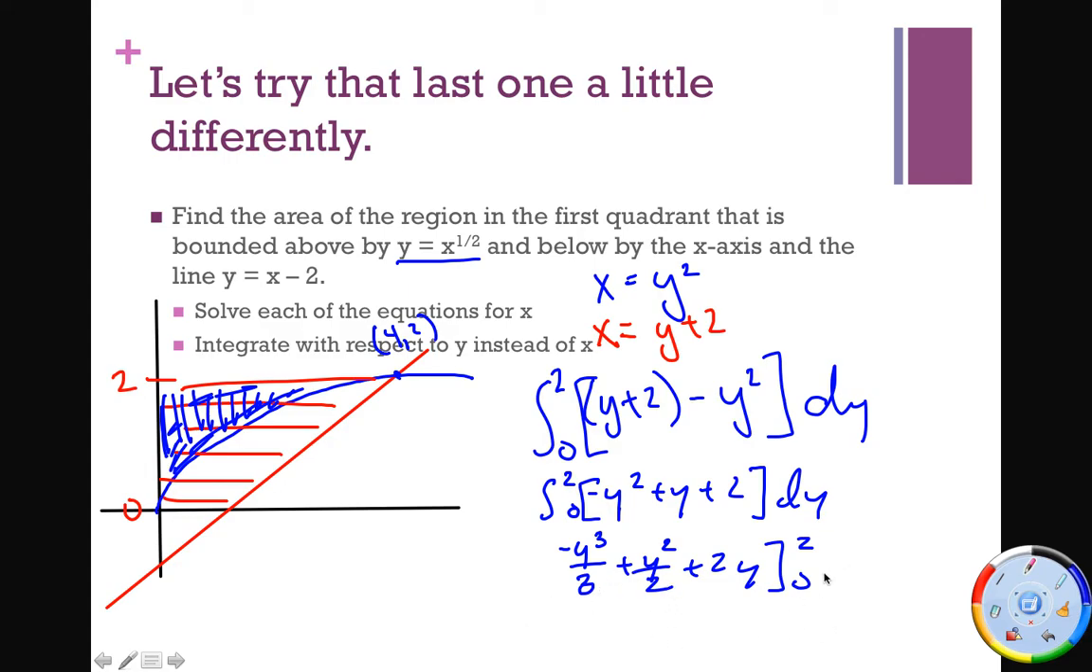Plugging in 2 actually becomes the only thing I need, because if I plug in 0, everything becomes 0. So plugging in 2, I get negative 8 over 3 plus 4 over 2 plus 4, and I get negative 8 over 3 plus, this is the same thing as 2, which is actually 6 over 3.